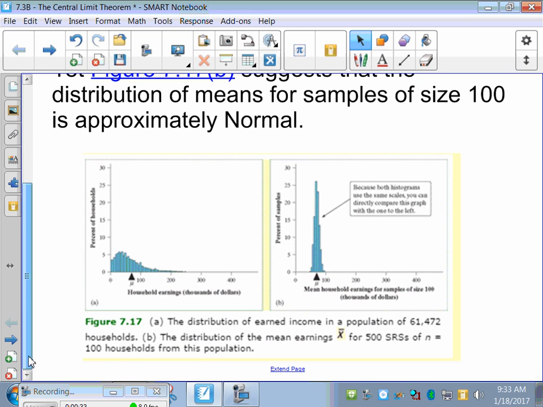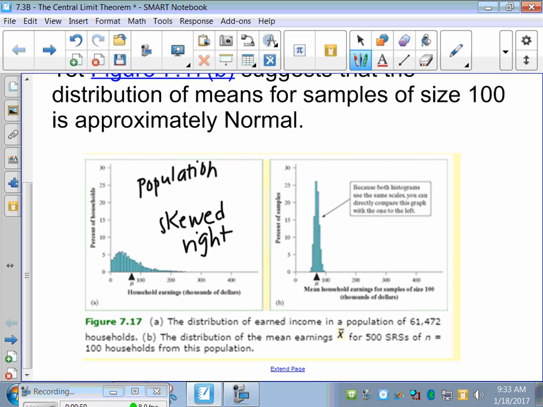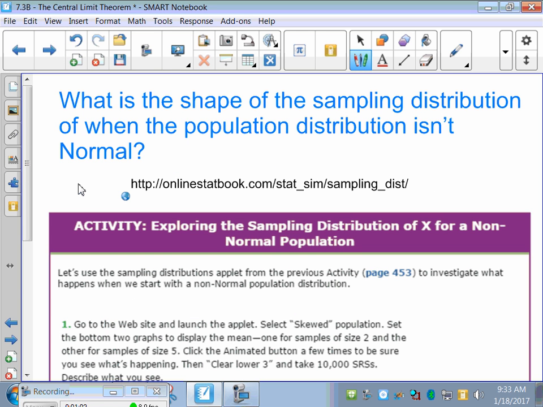For example, the household incomes that we looked at the other day, this first one is the population distribution. And notice it's skewed right because of those really rich people. However, what happens to our sampling distribution? This one's our sampling distribution. What does that look like? Looks normal. Why is that? So let's look at these. What's the shape of the sampling distribution when the population distribution isn't normal?